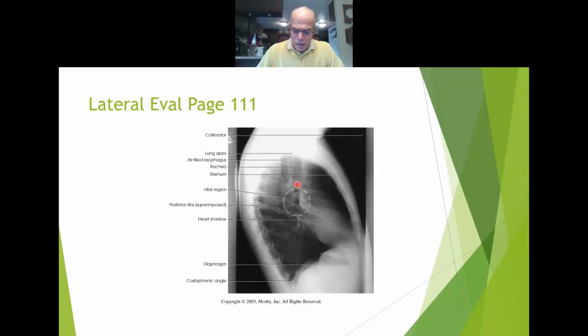Superimposition of the ribs posterior. This is perfect. Very, very little. I see a little bit of rotation there, but this is almost textbook perfect. Obviously, it wasn't a textbook, but this is what you're shooting for, guys.